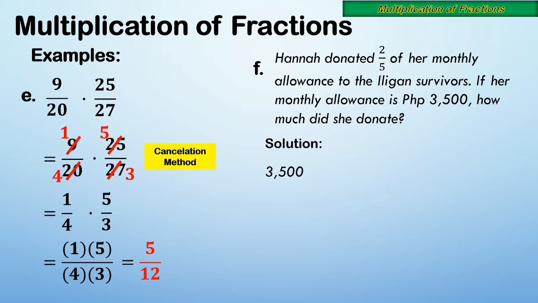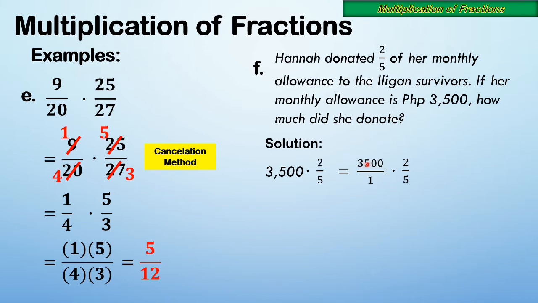3,500 is her monthly allowance, and he donated 2/5. Okay, multiply. Since 3,500 is a whole number, there is a denominator which is 1. Multiply natin. Okay, this time, we will use the cancellation method.